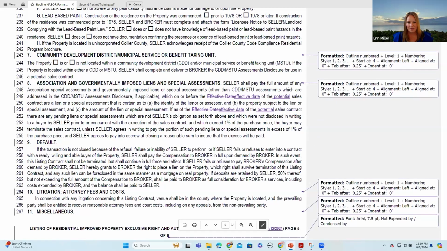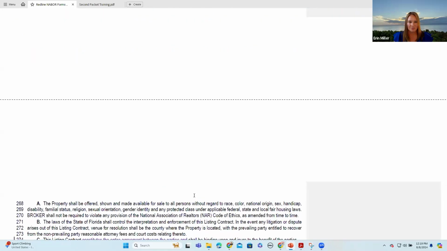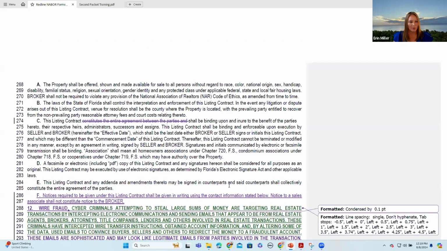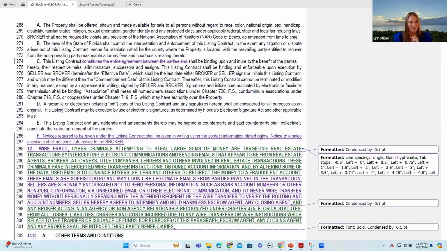All right. Line 247 to 255, just some grammatical changes, nothing substantive here. We did have a line 274, this listing contract will be binding on and inure to the benefit of the parties, their heirs, successors, and assigns. So let's move to line 286.